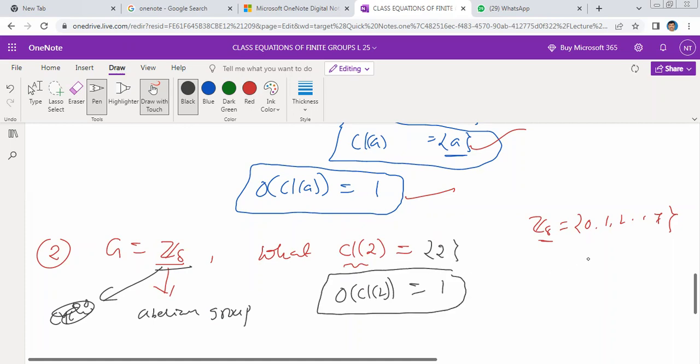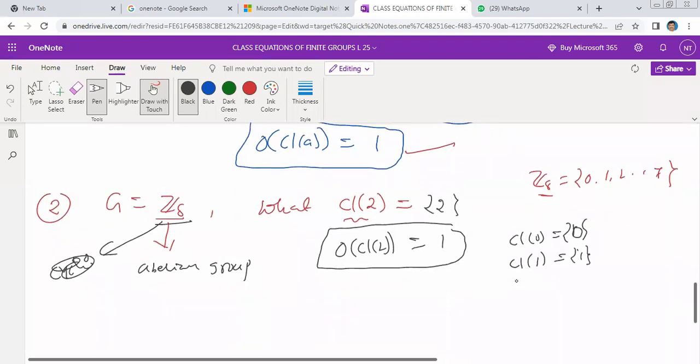Am I right? If you take any element in an abelian group, the conjugate class of 0 is the singleton set {0}, the conjugate class of 1 is {1}, and so on. The conjugate class of 7 is also a singleton set. All the orders are the same.